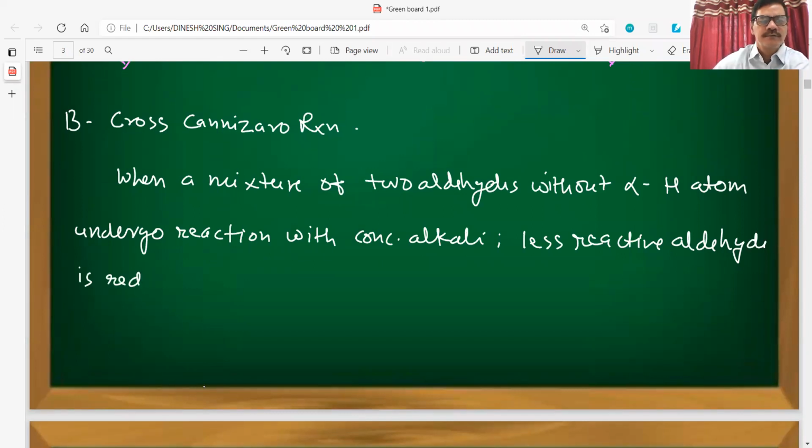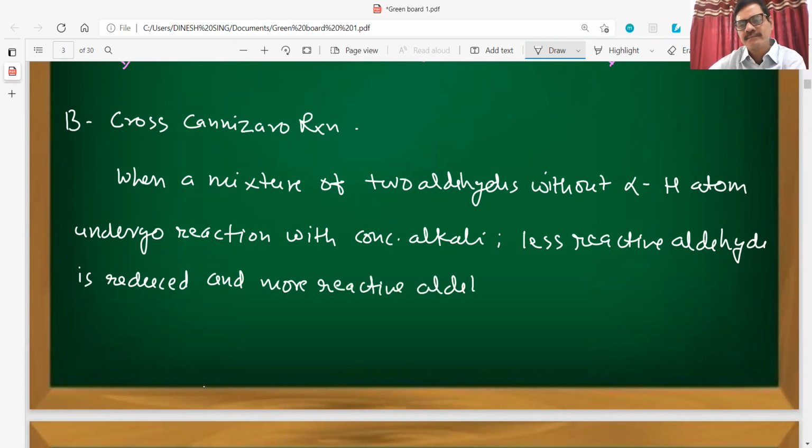The aldehyde that is more reactive is reduced, and the more reactive aldehyde is oxidized.